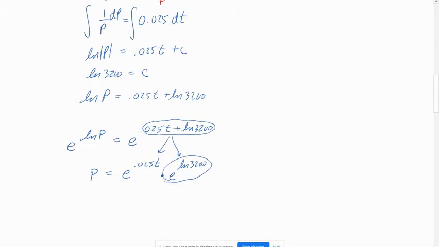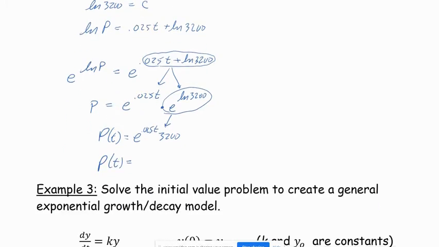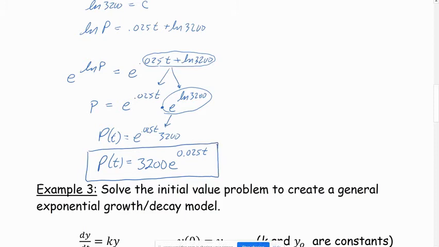Since e to the x and natural log x are inverses of each other, this number is just 3,200. So we have P of t is equal to e to the 0.025t times 3,200, or written a little bit more clearly, 3,200 e to the 0.025t. And so that is our population model. Just by knowing the growth rate and the starting value, we're able to write a population model.